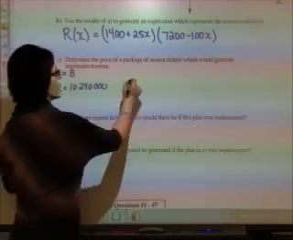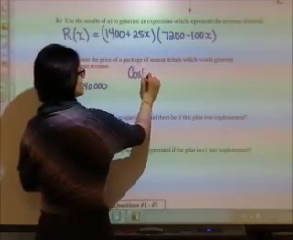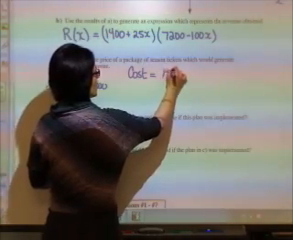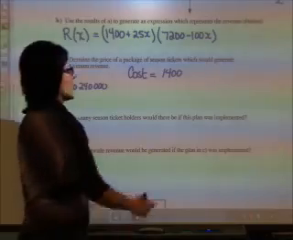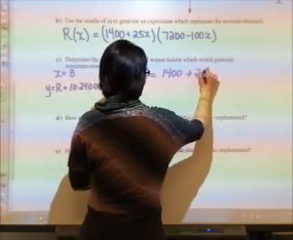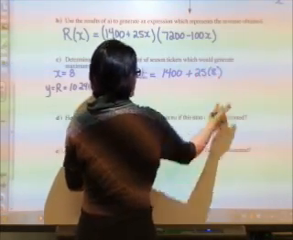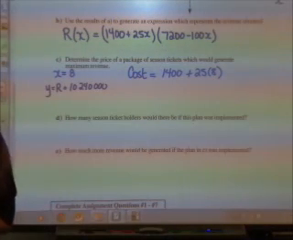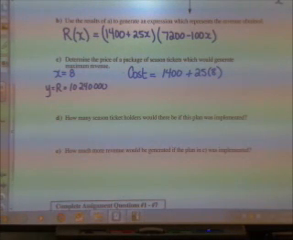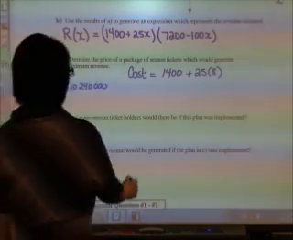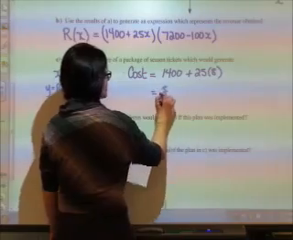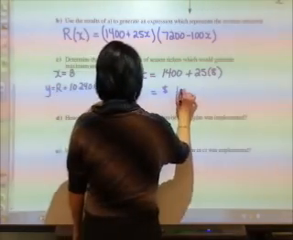So the price of my season tickets would be the $1,400 that I started off with, plus 8 increments of $25. 8 increments of $25 would be how much? $200. So what would be the total cost? $1,600.